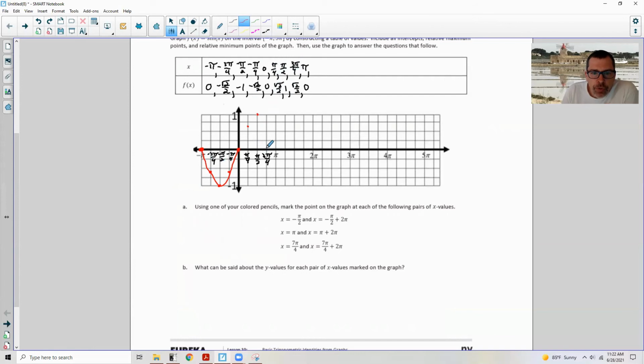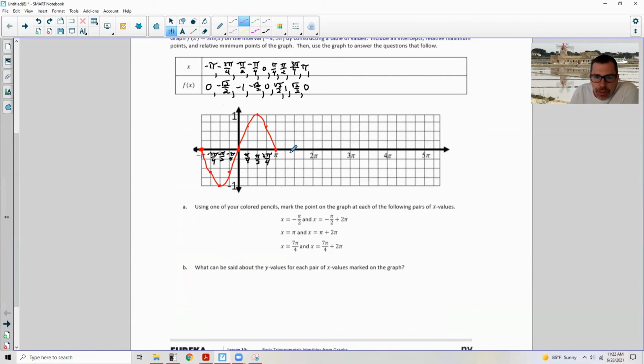3 pi over 4 is going to come back down to root 2 over 2. And then pi is equal to 0. So now this is going to come up, turn, come back down. So there is the sine function from negative pi to pi.